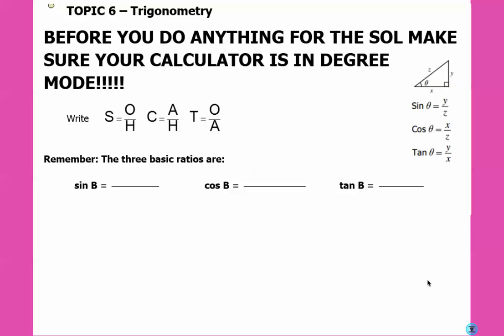It's also helpful, either on your scratch paper or on your formula sheet if they give you a paper one, to write down SOHCAHTOA. Just remember that sine of whatever angle is opposite over hypotenuse. Cosine is adjacent over hypotenuse. And tangent is opposite over adjacent.